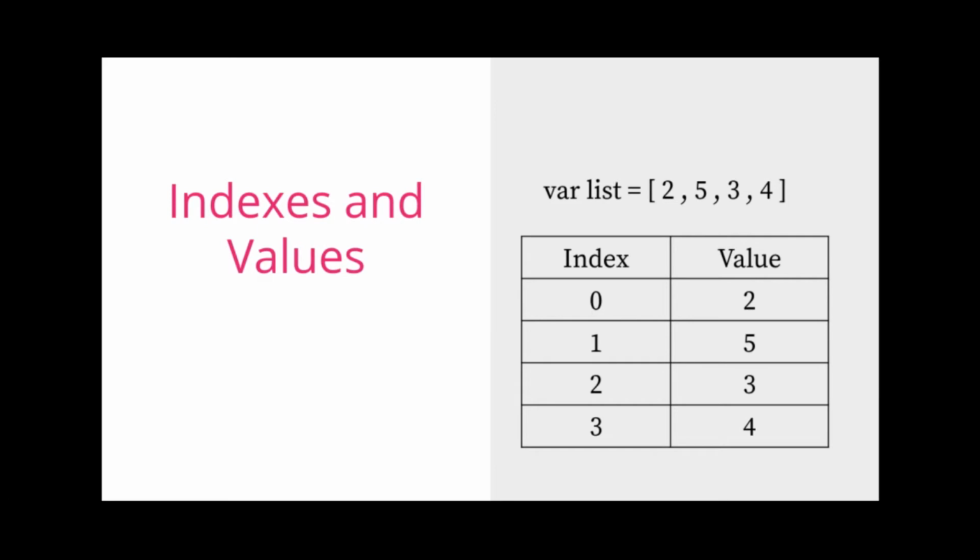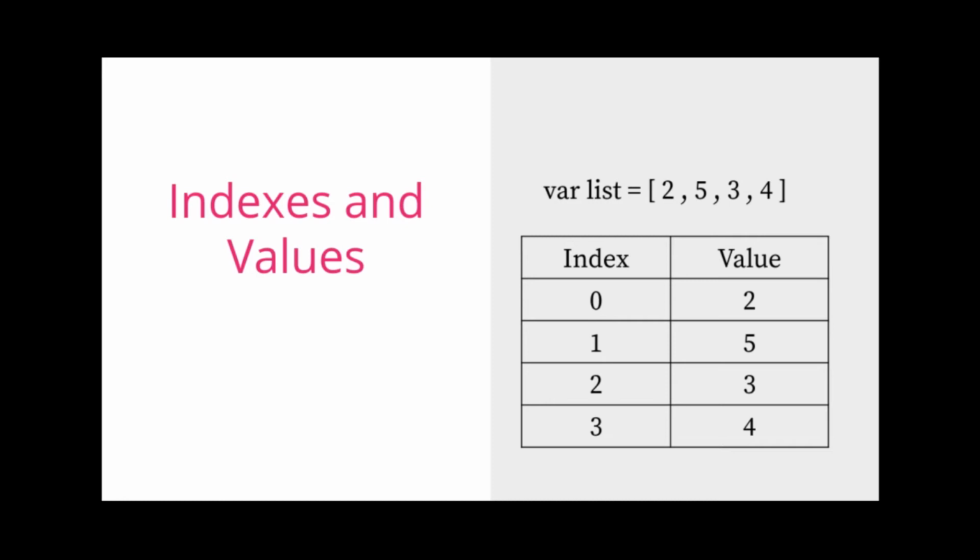Each item in an array has both an index and a value. The index is the position in the array starting at 0, and the value is the object stored at that position. So taking a look at the array list that we created, we can see that each number has an index and a value, depending on where in the list it is found.